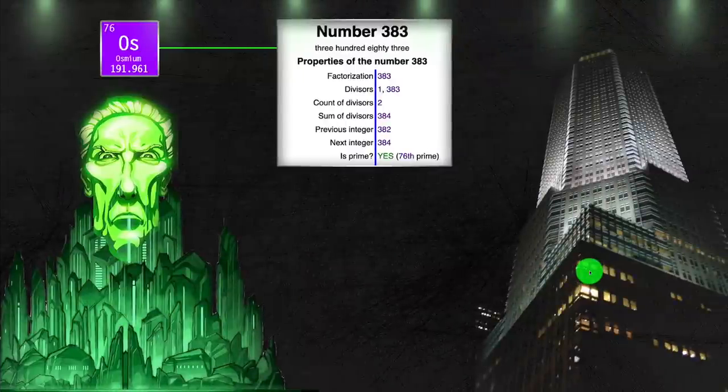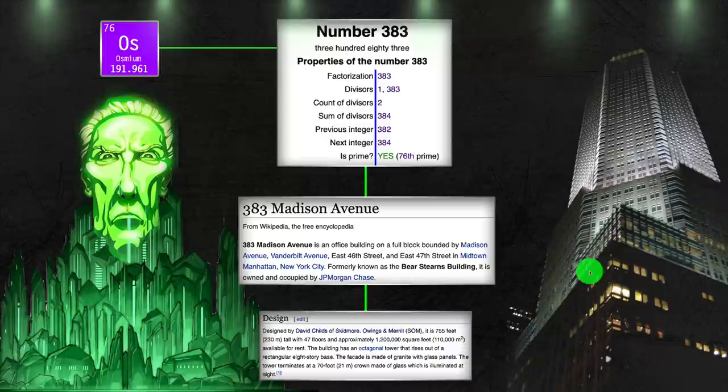So I decided to look into the 383 because I know it's the 76th prime number. It's a pretty big deal number. So I typed 383 into Google. I wanted to see what in our reality is tied to that 383. And it's this building right here in New York, of course, the root chakra. 383 Madison. Look at the specs on this thing.